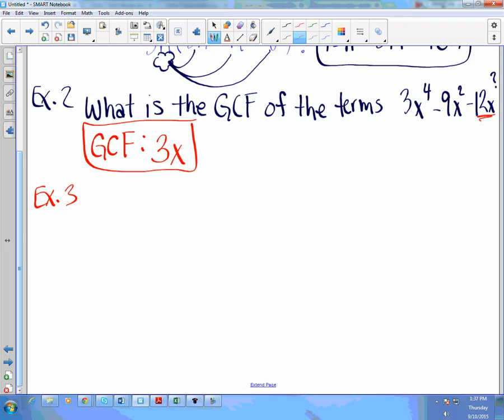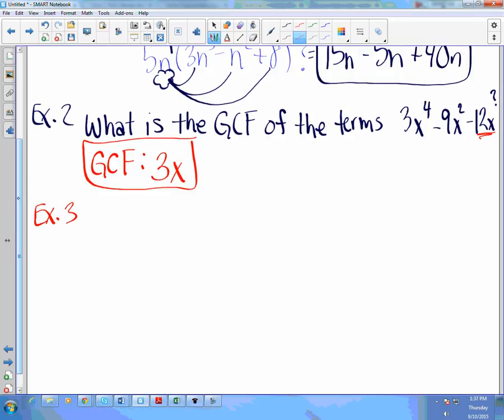Example 3. Greatest common factor: the greatest number that can divide into 3, negative 9, and negative 12. It can't be any bigger than the 3, because that's the smallest one, if you pretend they're all positives. It can't be any bigger than the smallest guy.